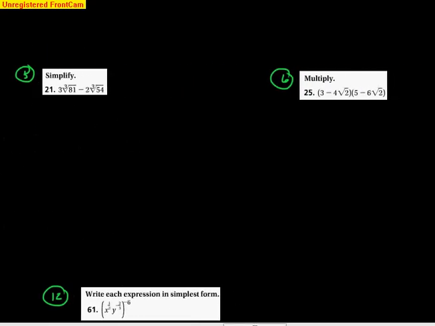Okay, number 5 here. We're going to simplify this problem. And this is really a subtraction problem, right? Subtract. Now, in order to add and subtract, you have to have the same index, but you also have to have the same radicand. Remember, that's the number inside the square root, right? That's this number. And the index is here.